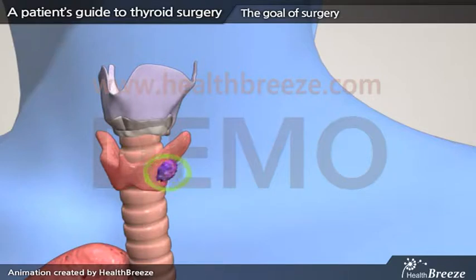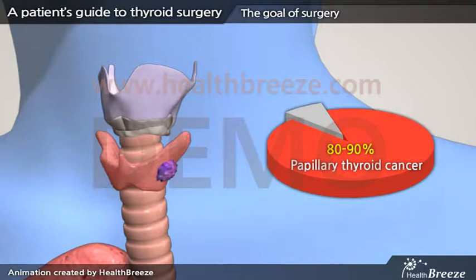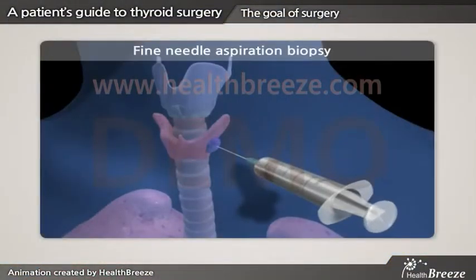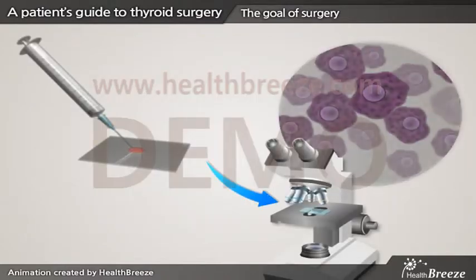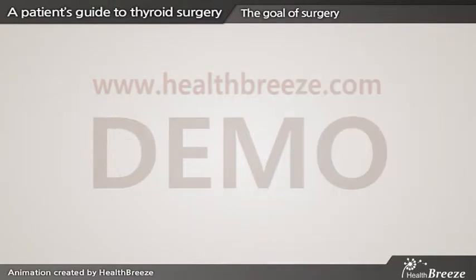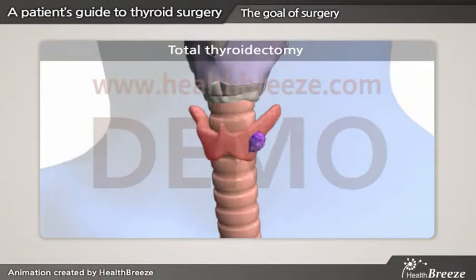Papillary thyroid cancer is the most common type of thyroid cancer, accounting for 80 to 90% of all thyroid cancers. Diagnosis is often made by the fine needle aspiration biopsy. And the usual treatment option is a total resection of the thyroid gland.